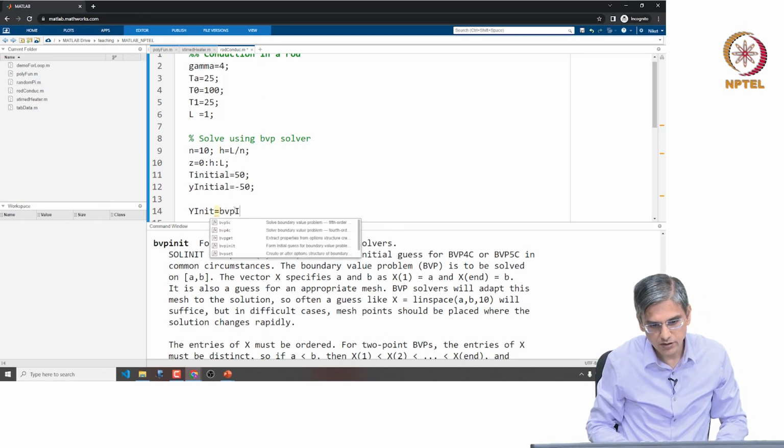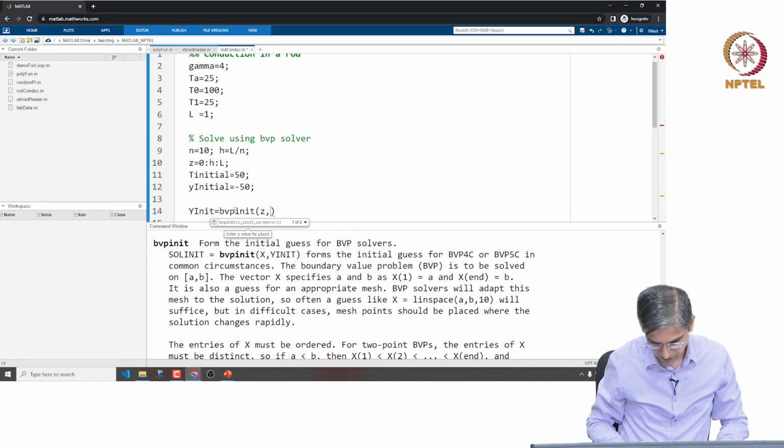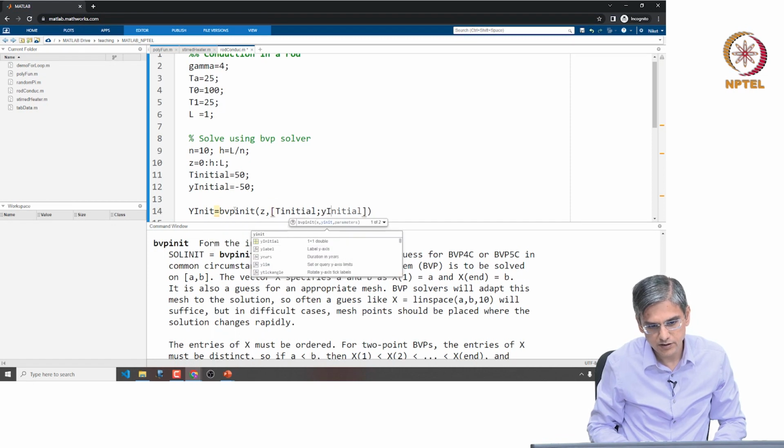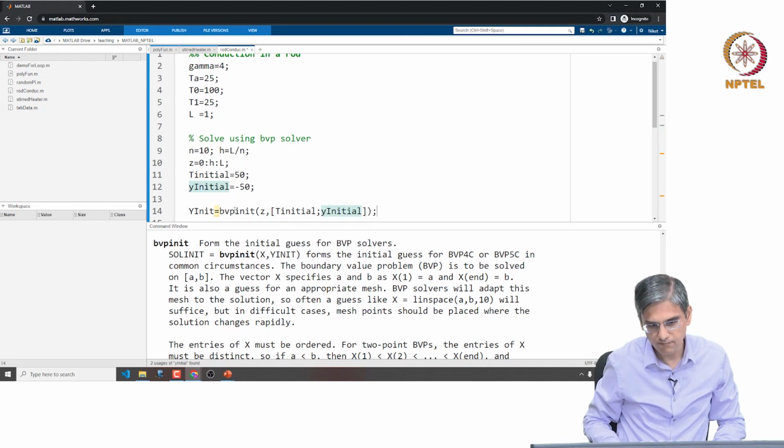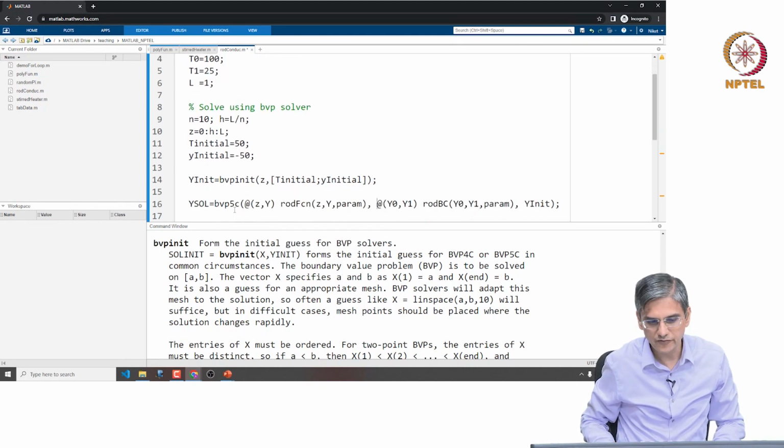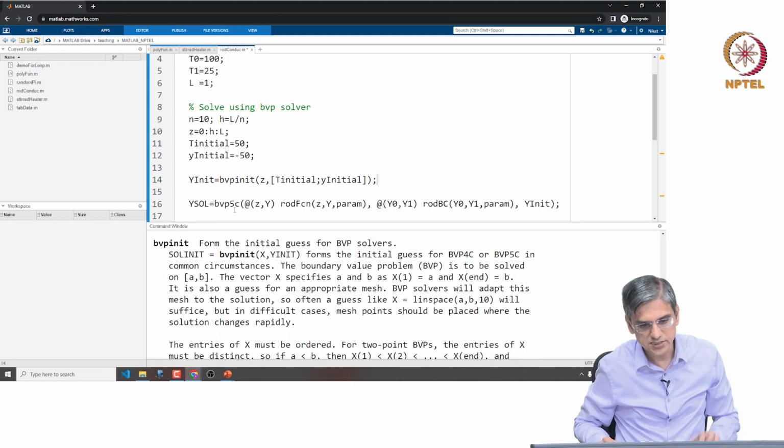bvpinit z comma, now what is y initial values? T initial semicolon y initial. Okay. That is going to be y init. Okay. So let us save this.